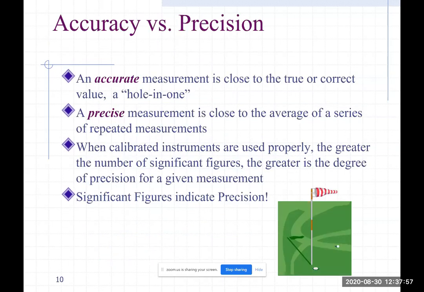So what do we mean by accuracy and precision? An accurate measurement is close to the true or the correct value. So for example, a hole in one, that's an accurate play in golf. A precise measurement is close to the average of a series of repeated measurements. When calibrated instruments are used properly, then the greater number of significant figures you have, the greater the degree of precision. Significant figures are what tell us the precision of a particular piece of equipment. So if we have more significant figures, we know that the piece of equipment has a higher level of precision.